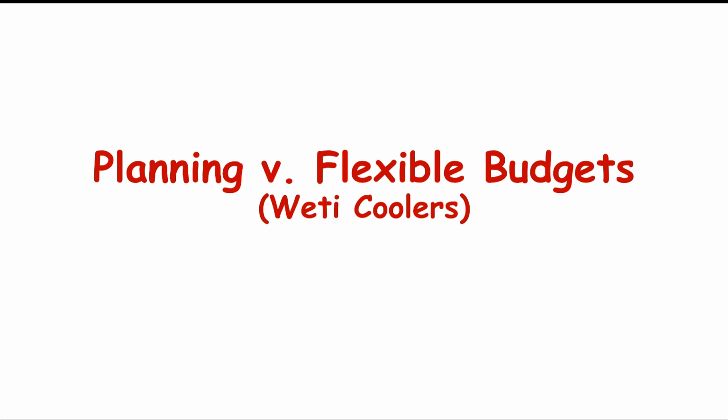Hello everyone, this is the first of 3 parts dealing with the Weti coolers example that looks at all 3 kinds of budgets: planning budget, flexible budget, and also looks at actual results. And then we'll make sure we know how to construct those, and then the final piece will be looking at the variances. So where I want to start today is with making sure you can construct that planning and flexible budget.